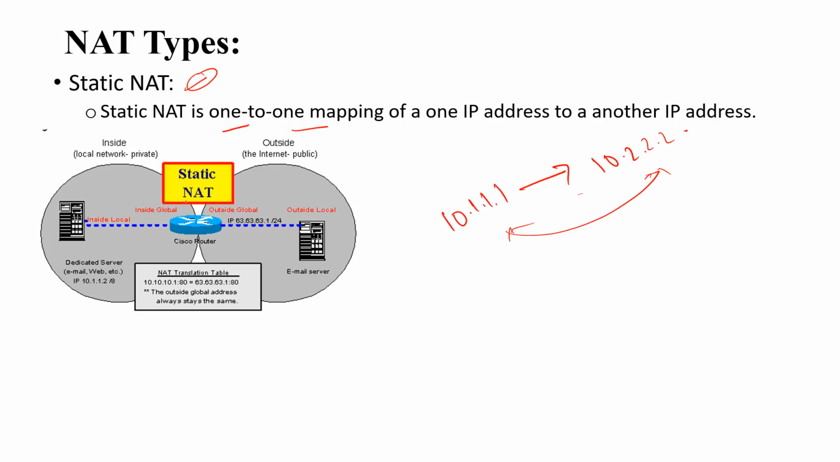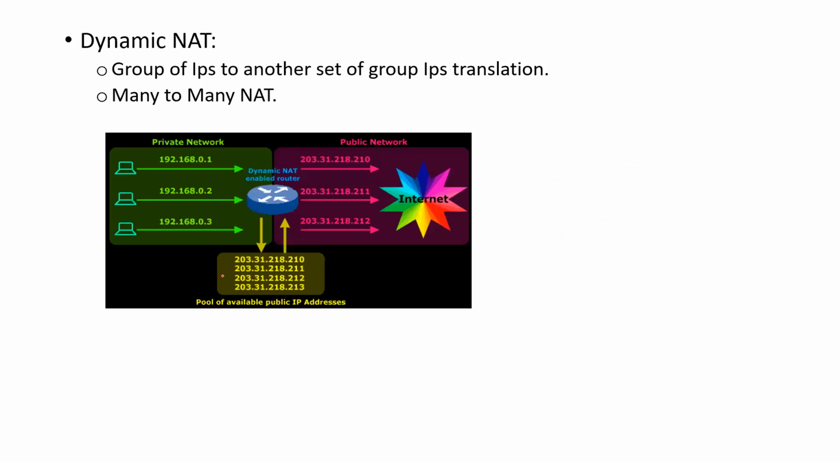This is the internal server. Consider that the IP address of the internal server is 10.1.1.2, and the outside IP address they have provided is 63.63.60.1. What I want you to understand here is that mapping one IP address to another IP address is called static NAT. And the next NAT is called dynamic NAT.